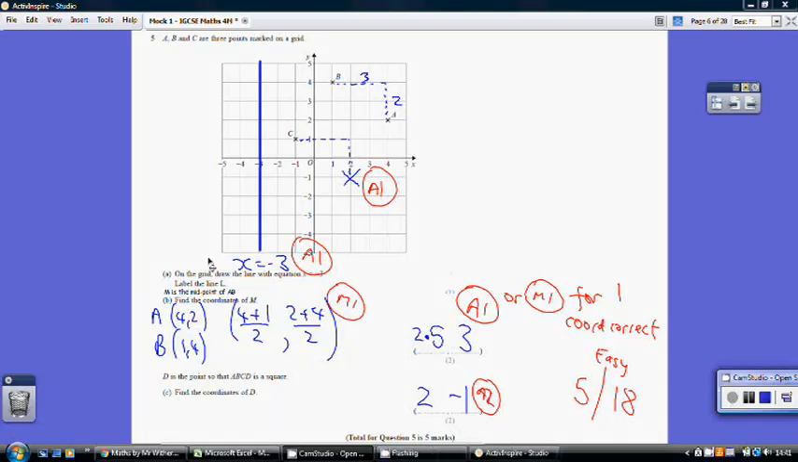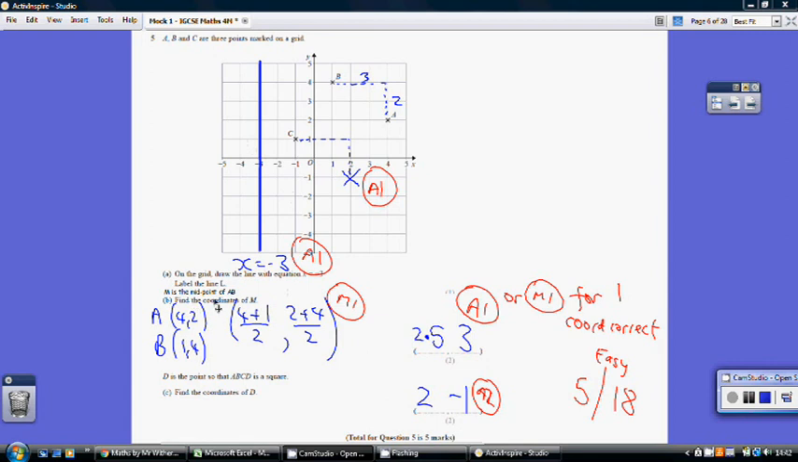Question 5. So on the grid, draw the line with equation x equals -3. Now be careful, that's got to be this vertical line down through -3. Just to think about any coordinates on this line, for example -3, 0, or -3, 1, or -3, 2. The x coordinate is consistently being -3.